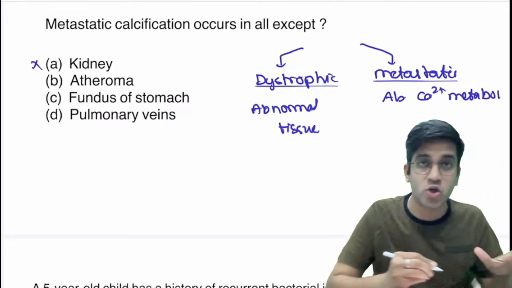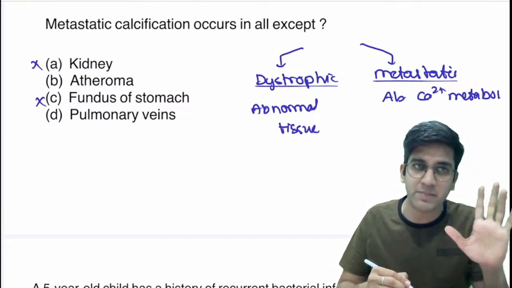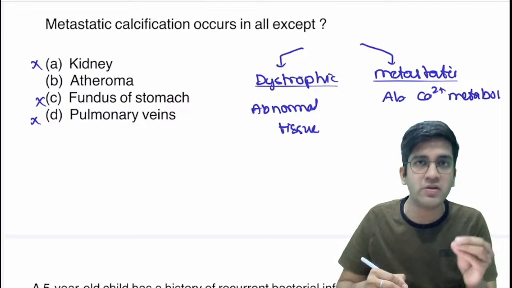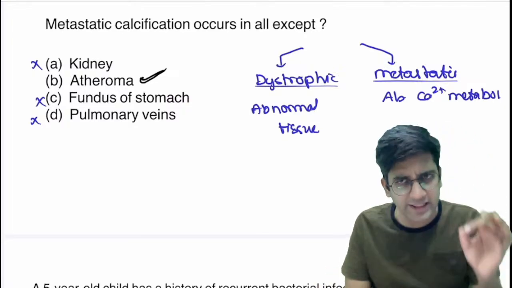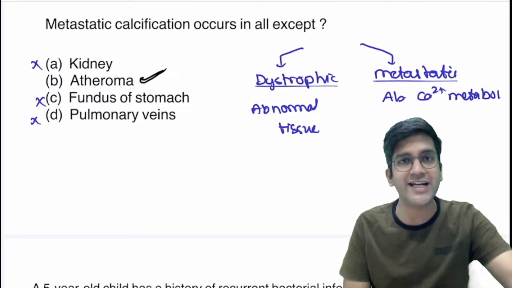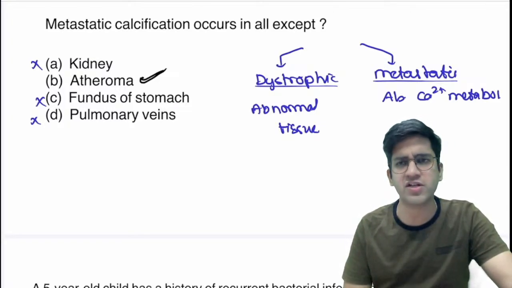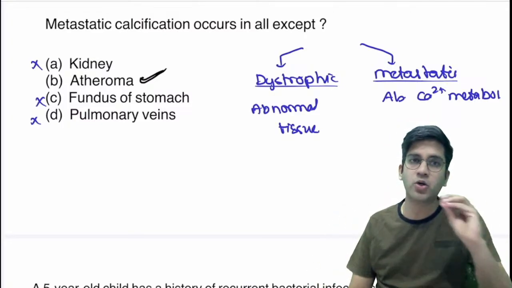Of these, a normal kidney can have metastatic calcification. The fundus of the stomach, normal, can be metastatic. Pulmonary veins, normal, can be metastatic. The only abnormal place is atheroma. Atheroma can have calcification, but it is dystrophic because it is damaged or dead tissue. I can definitely have calcification in any dead tissue for that matter, right? These are the only two differences I want you to remember always, right?